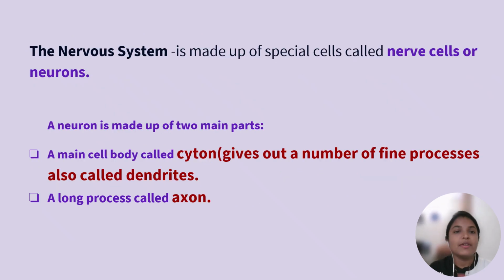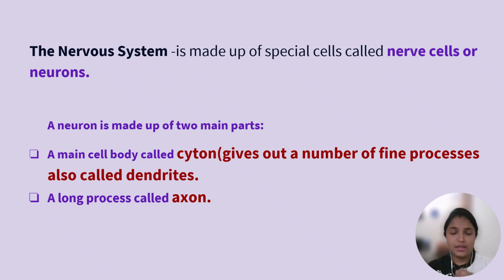Now, when we talk about the nervous system, what is so special about the nervous system? Yes, there is something special. It consists of special cells called nerve cells or neurons. Now, as you know, if I tell you one interesting fact, the neuron is the longest cell of the human body. It is the longest cell.